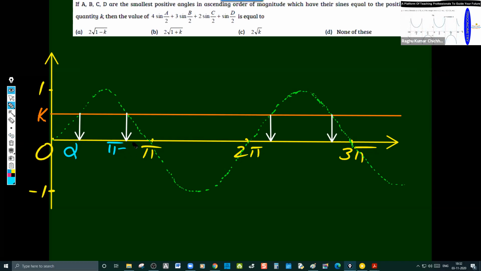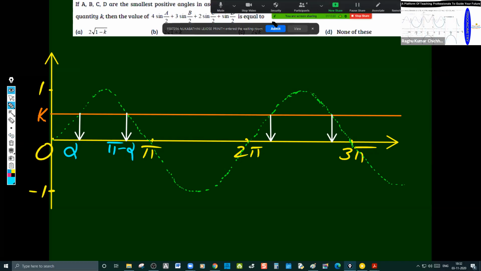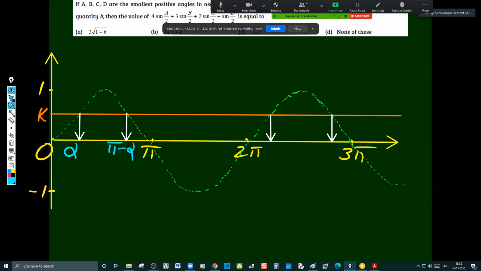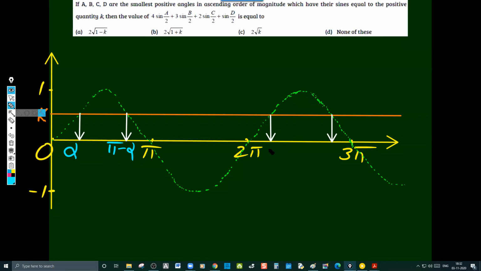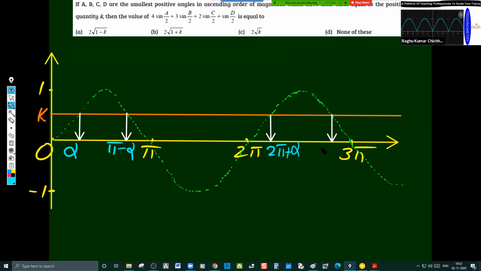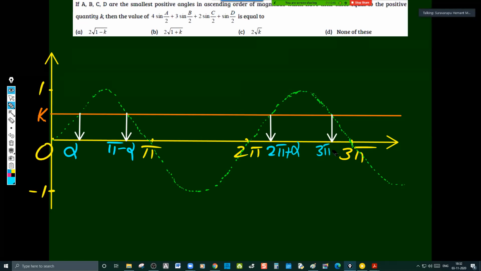You have to confirm whether you understand this or not. Yes, sir. This is pi minus alpha. That's what I said. This is 60. This is 120. Now, any one of you, tell me what should be this value? Pi plus alpha. Pi minus... 2 pi plus alpha. What should be this value? 3 pi minus alpha. That's good.